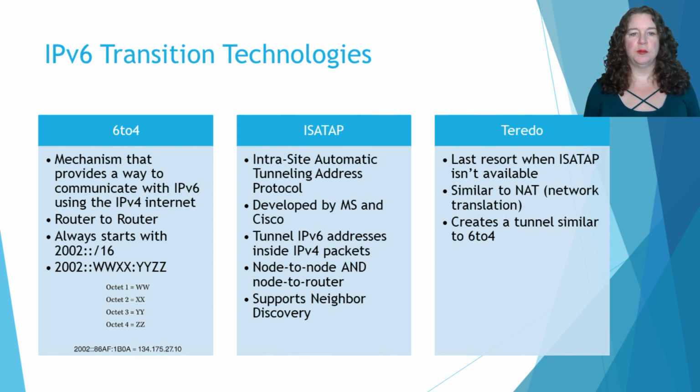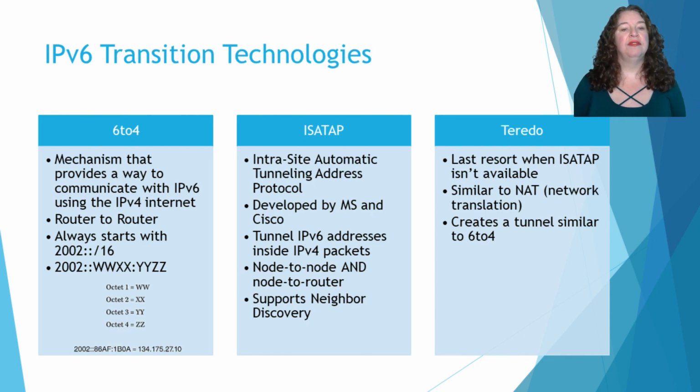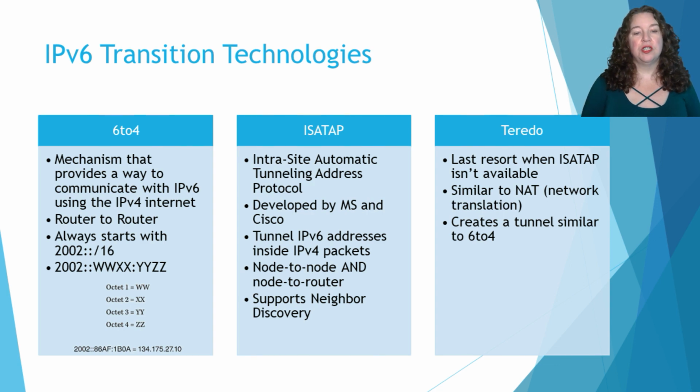86 is the hexadecimal version of 134 as a decimal. AF is 175, and so on and so forth. 1B is 27 and 0A is 10. These specific numbers can be converted to turn your regular basic IPv4 into an IPv6. We add 2002, :, and then put in 2 more sections of hexadecimal numbers to make a full IPv6 number.